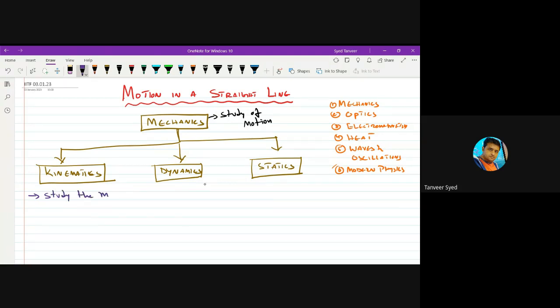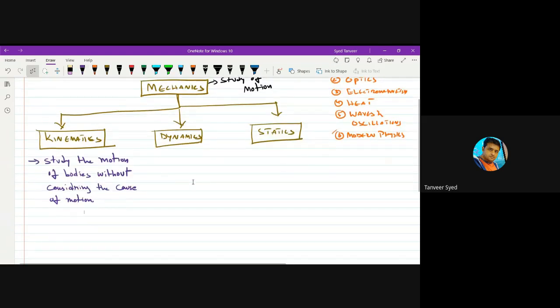the motion of bodies without considering the cause of motion. That means we do not bother what made that body to move. We will only study how that body is moving, like how much distance a body covers, with what speed it is moving, how much time it takes, things like this. Kinematics, without considering the cause of motion.